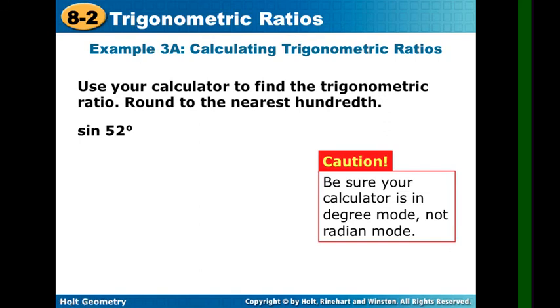Now, let's now calculate first the trigonometric ratio. So, use your calculator to find the trigonometric ratio, rounded to the nearest hundredth. Be sure your calculator is in degree mode. Dapat naka-degree mode dyan, not in radian mode kasi mag-iiba yung answer natin. So, degree dapat, make sure na naka-degree mode. Meron kang makikita na parang DEG sa taas ng calculator, which means naka-degree mode ang calculator.